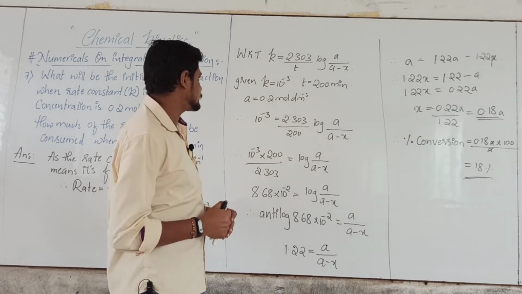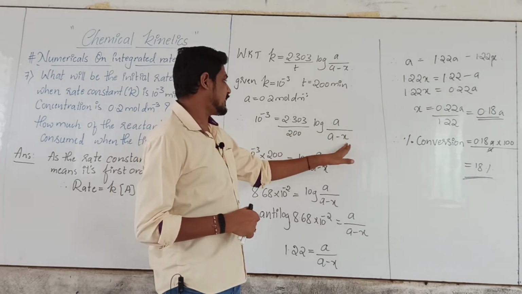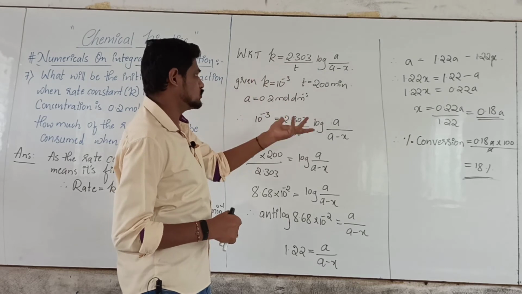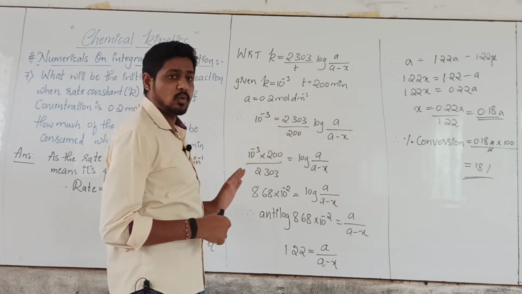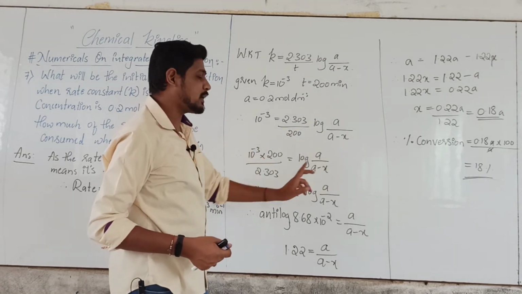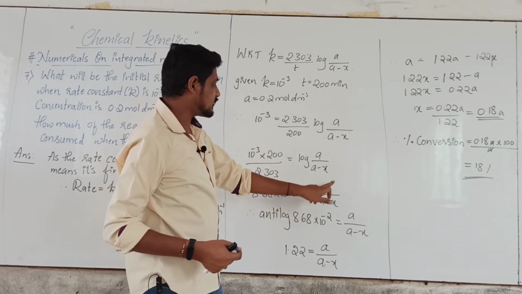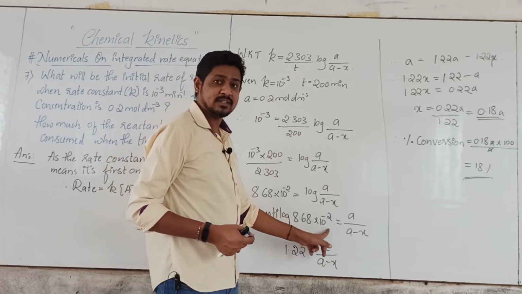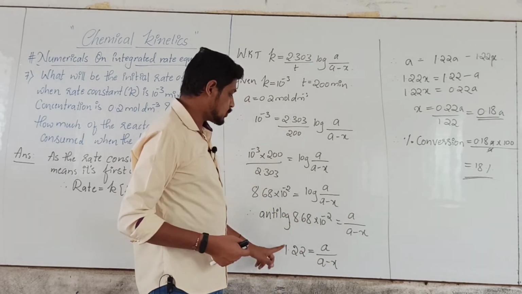So substitute the values: 10 to the power minus 3, 2.303 divided by 200 minutes, log of A divided by A minus X. I have taken this as it is, or you can take 0.2 directly, that is also no problem, you will get the same answer. Whatever is known here, I have taken to one side, so it becomes log of A divided by A minus X. On solving, we get 8.68 into 10 to the power minus 2 equals log of A divided by A minus X. Take the antilog on this side: the antilog of 8.68 into 10 to the power minus 2 is 1.22. So A divided by A minus X is equal to 1.22.